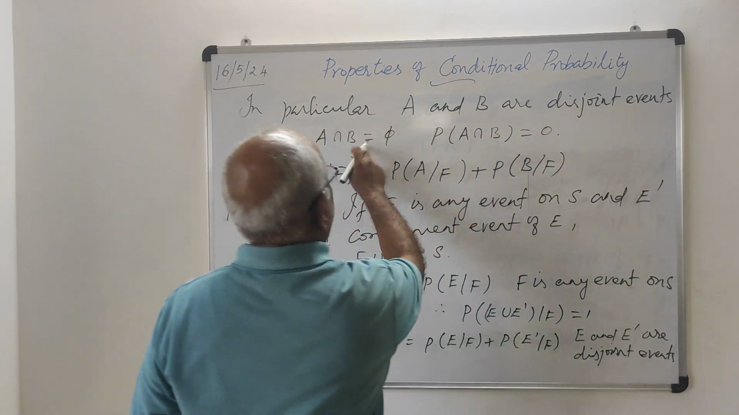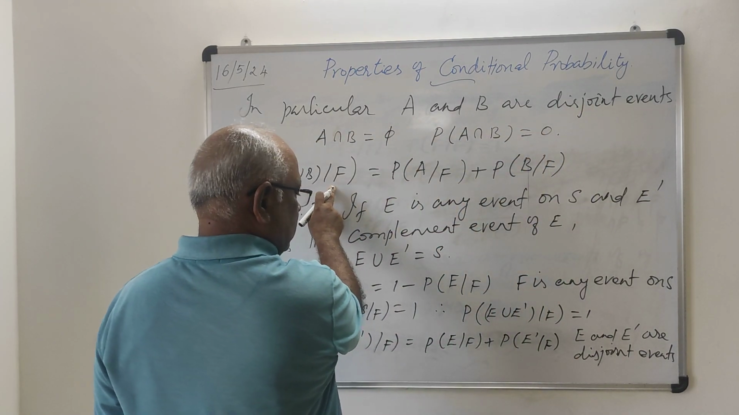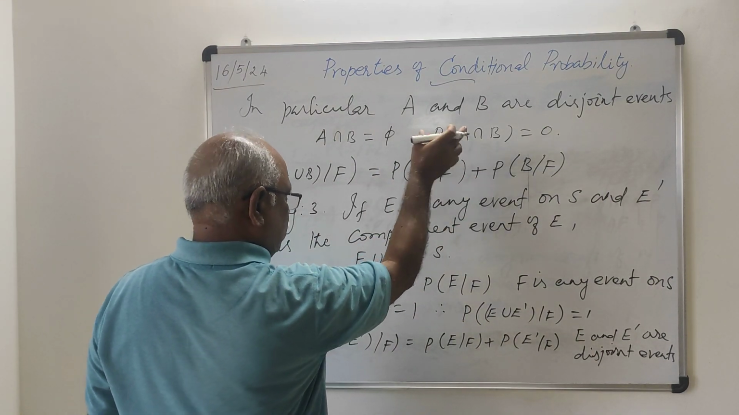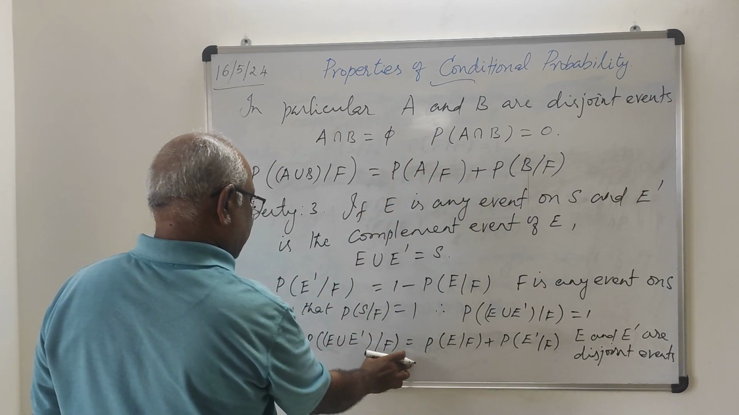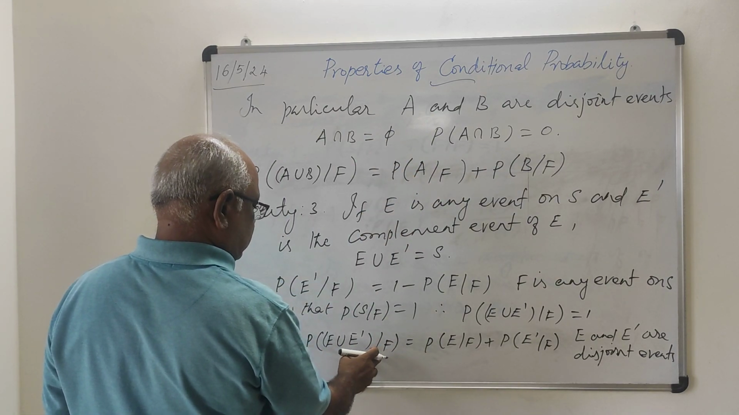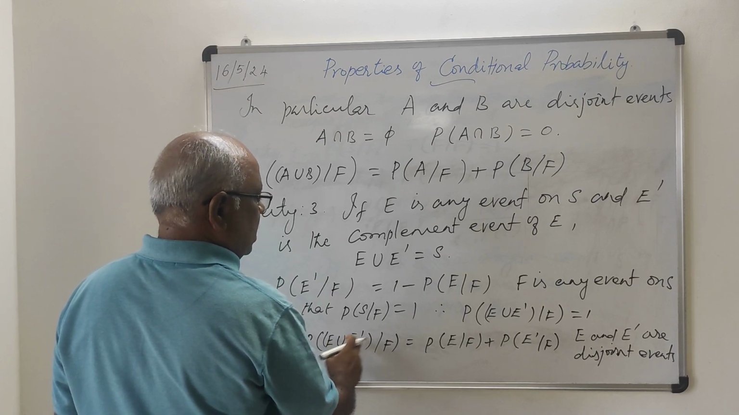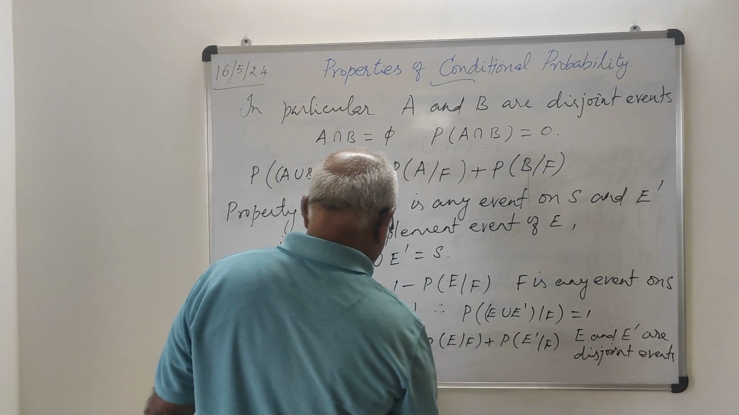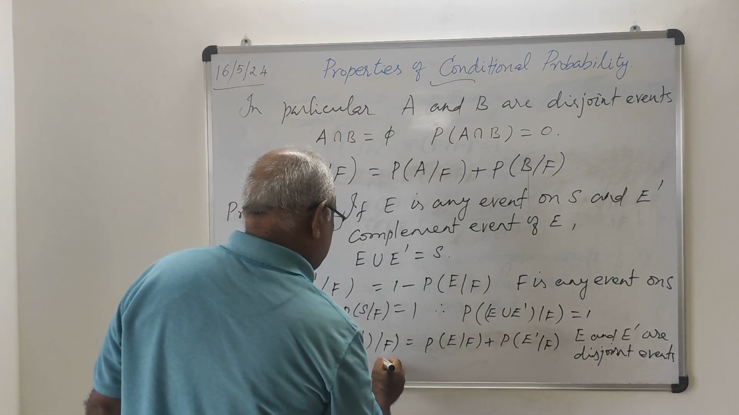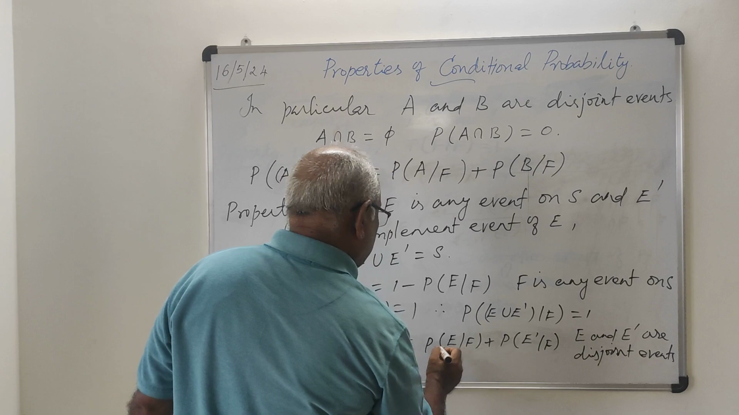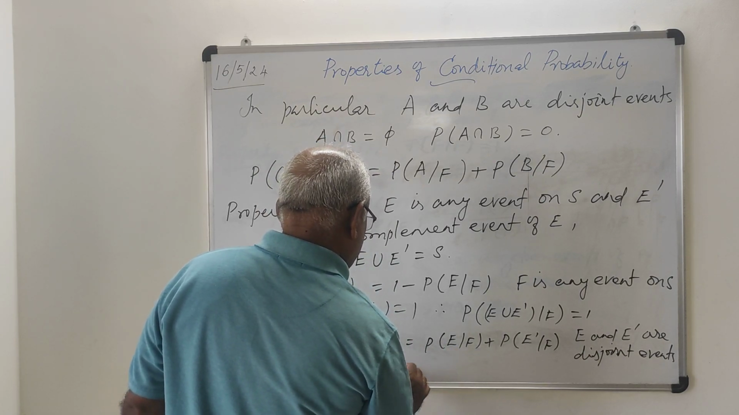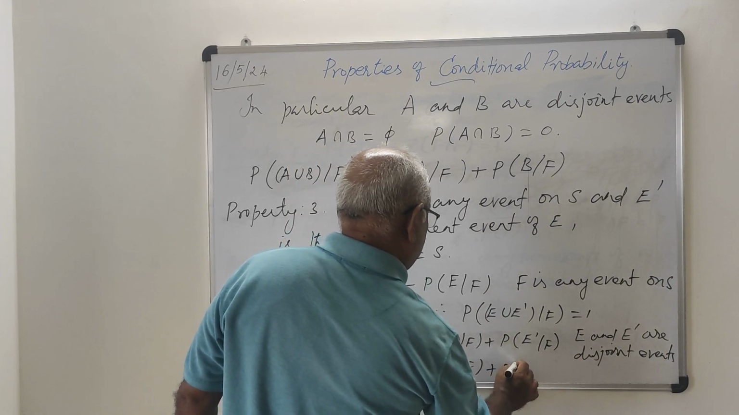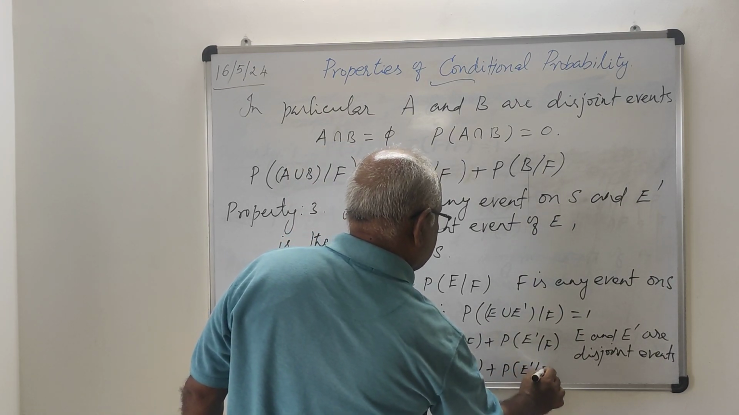Disjoint events: P of (A union B) by F is equal to P of A by F plus P of B by F. The same idea is applied here. P of (E union E dash) slash F, where E and E dash are disjoint events, gives P of E slash F plus P of E dash slash F. But we know that this is result 1, this is 1. Therefore, P of E slash F plus P of E dash slash F is equal to 1.